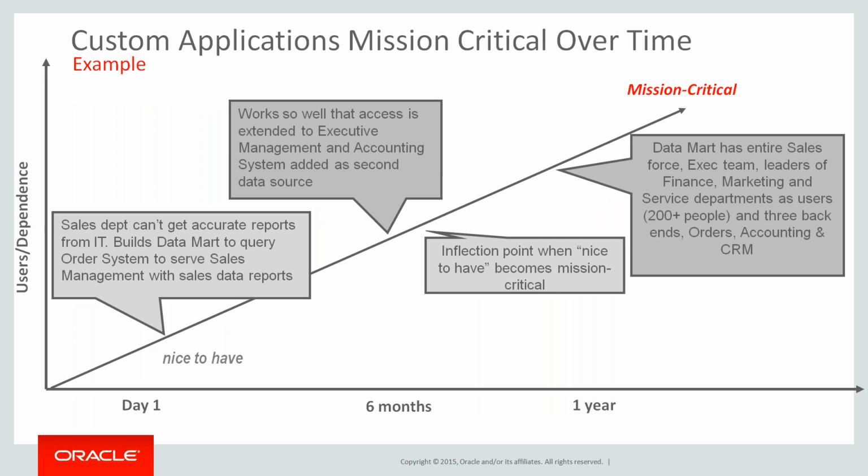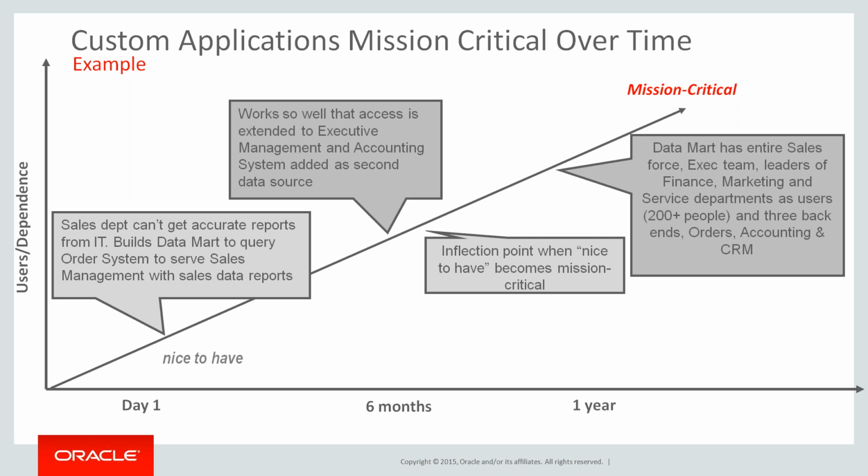As you see here, in this example, let's say that there's a sales department organization and it's having issues getting accurate reports from IT. So they pick someone from IT or do a bit of shadow IT, and they build a data mart to query an order system to serve sales management with sales data reports. So maybe this app is only helping a few people on day one. And let's say 4, 5, 6 months down the line, this application is working so well that access has been extended to executive management, and the accounting system is added as a second data source.